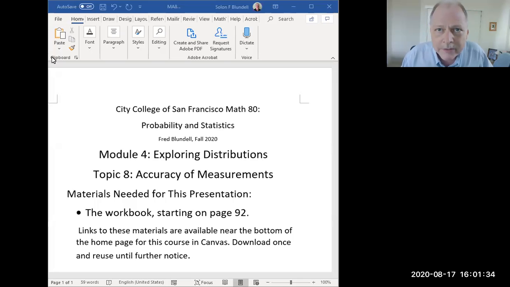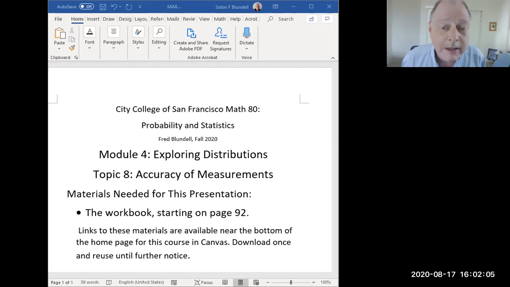Okay, so this presentation is on Module 4, Topic 8. So this is about the accuracy of measurements. The topic begins on page 92 in the August edition of the workbook. And the topic, it's not covered in the OLI textbook. They may assume you already know about this.